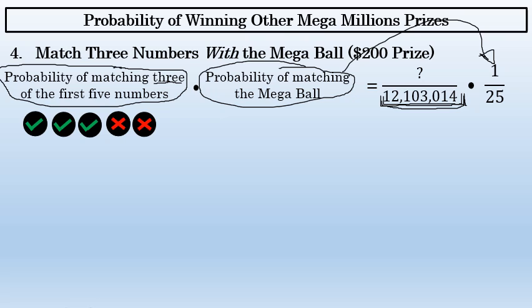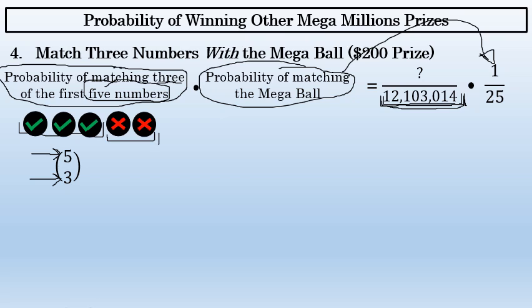Now there are only 5 winning numbers. We want to match exactly 3 of them. Out of the 5 possible winning numbers, we want to match 3 of them. This is the combination 5 winning numbers, choose 3 of them.